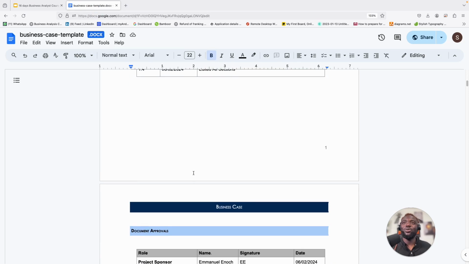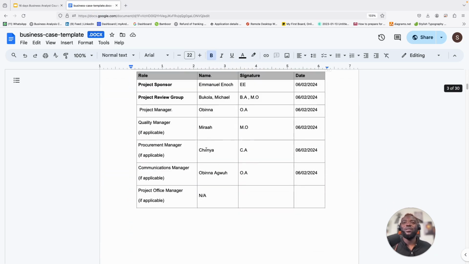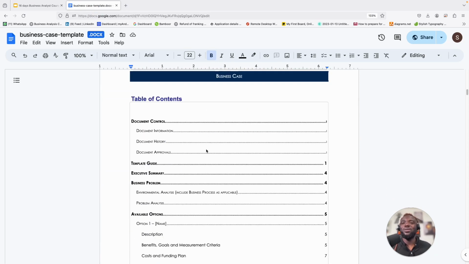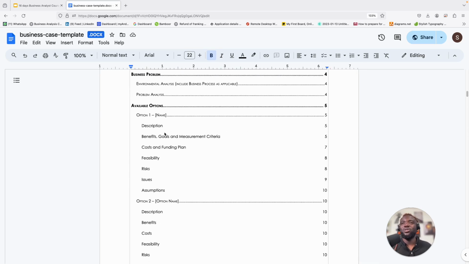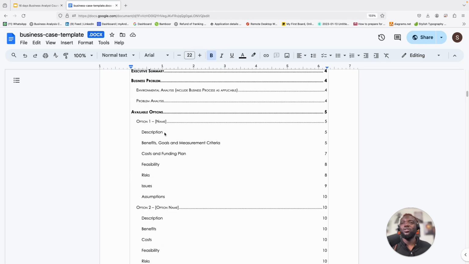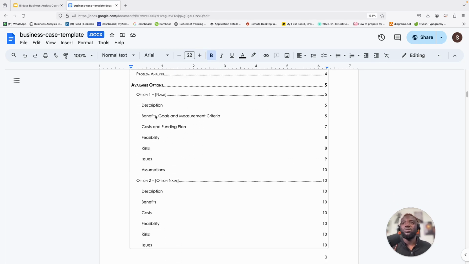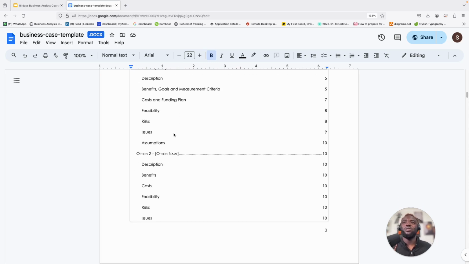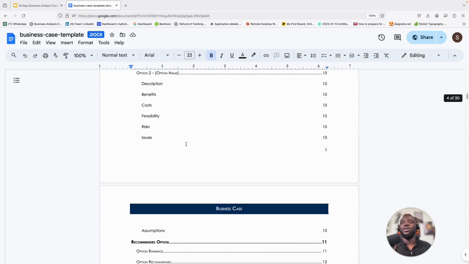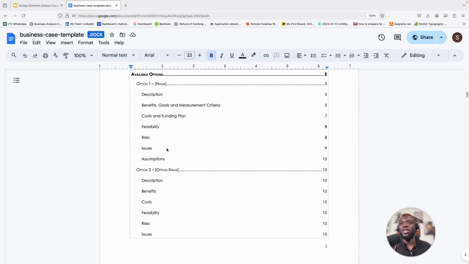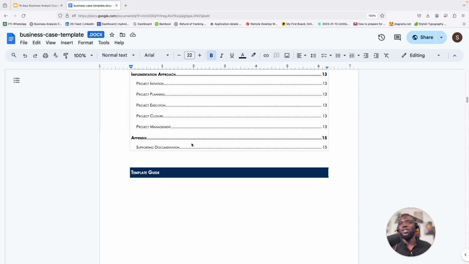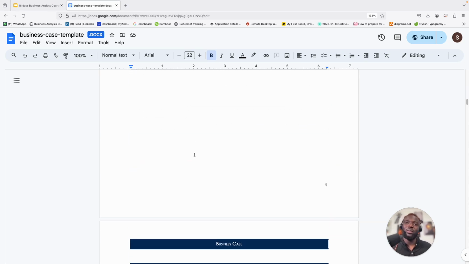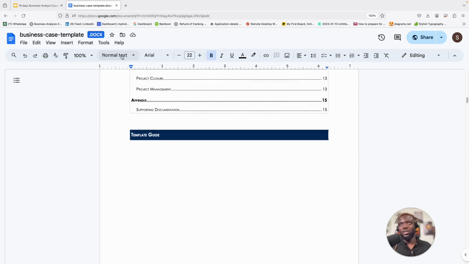But typically you have the document version, you have approvals, then the team, then you can see this sample here. You have document history, a table of contents that contains the problem, the goals, benefits, as I've mentioned earlier, the cost, feasibility study, risk, issues, assumptions, and you can have several options, right? So you can consider several options to solve the problem, and then things around the different stages and milestones and how you want to implement it. So this is a very good starting point for you.